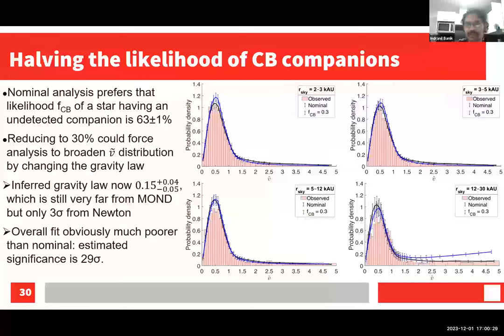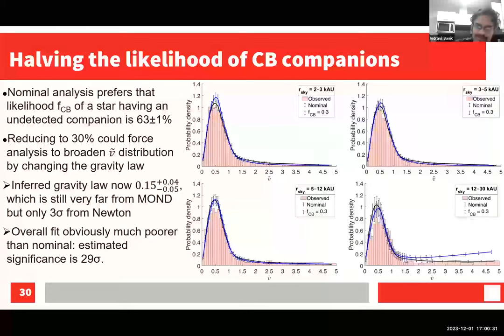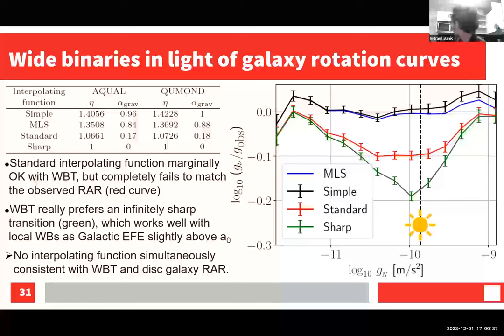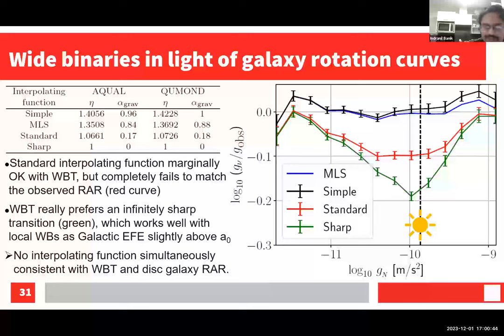Or log likelihood difference of about 500 plus. So that's unfortunately the situation. So if I just explain why you can't reconcile the wide binary test with MOND just by changing the interpolating function, the answer is that basically the wide binary test is a constraint of the alpha grad, which is less than 0.2, but quite high confidence for the wide binary test.